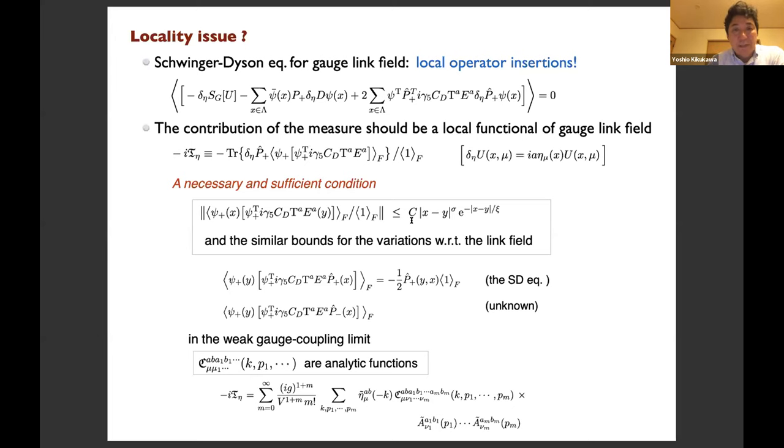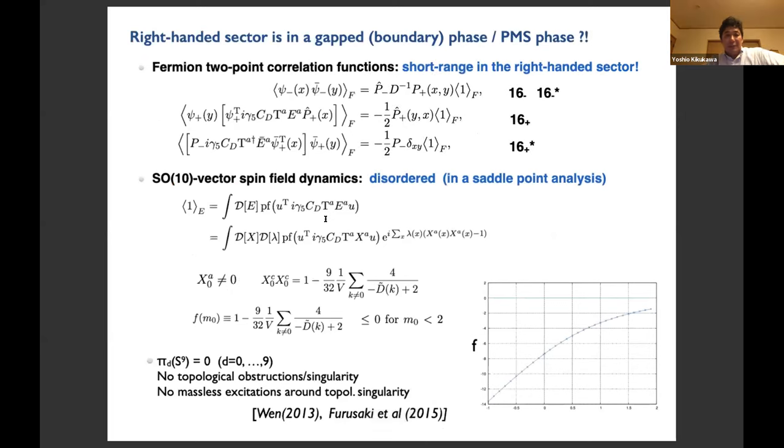So we expect the necessary condition is that all the fields in the right-handed sector, including the auxiliary SO(10) spin field, should be massive. So I need to examine whether it is indeed the case.